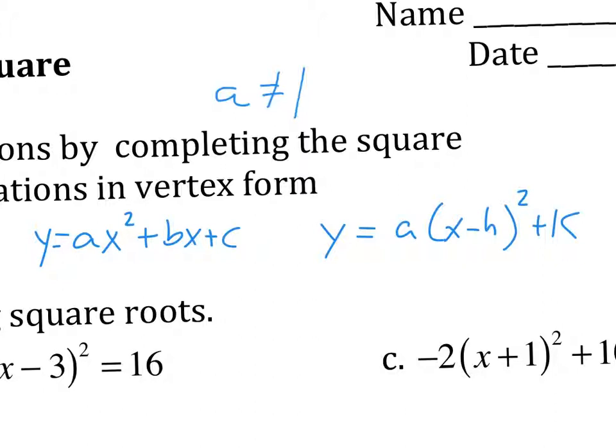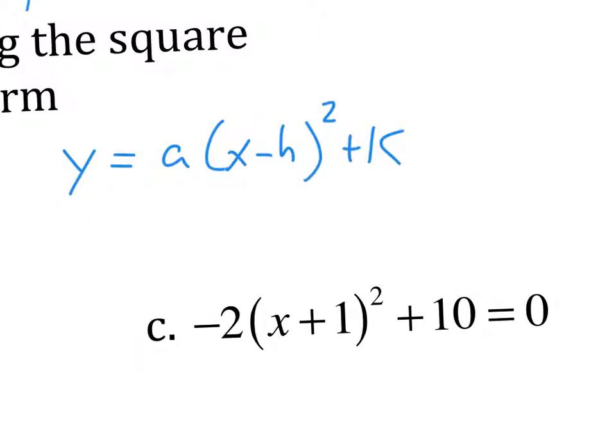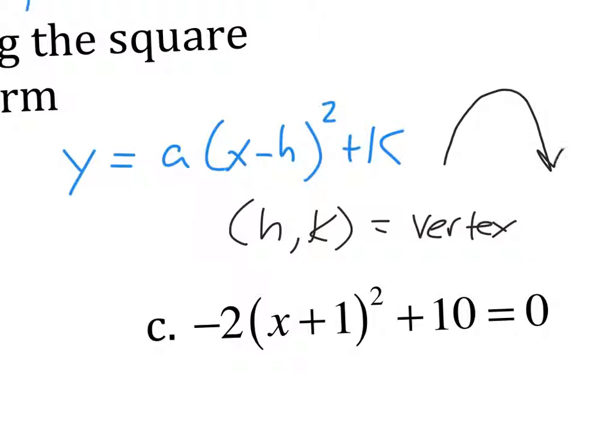Before we go on, please take a moment with your neighbor. What do the a, the h, and the k tell me about when we're graphing the parabola? So h and k here are the vertex. Together they are the vertex, which means the highest or the lowest point. If my parabola looks like this, then (h, k) is right there.